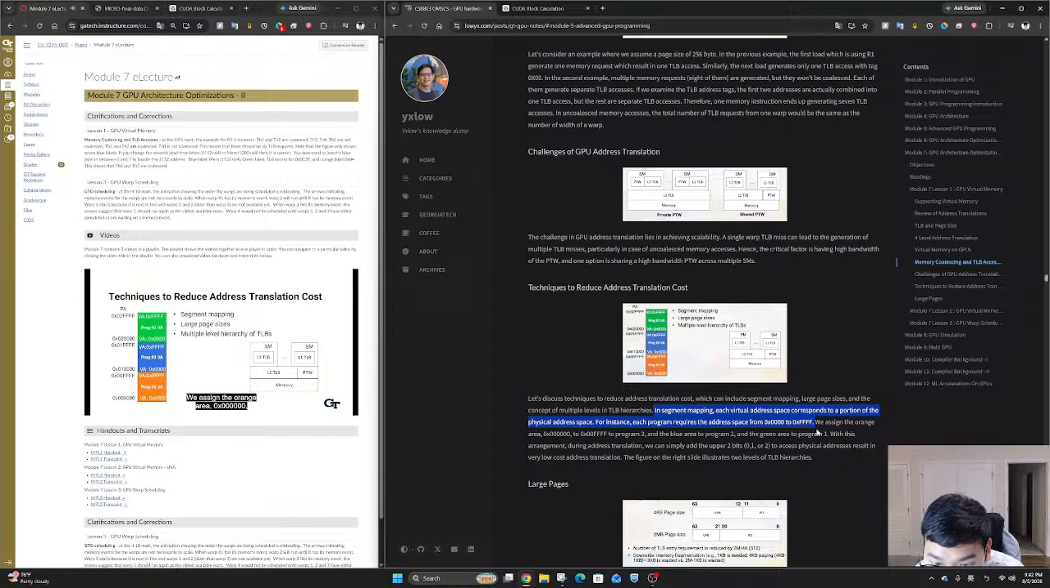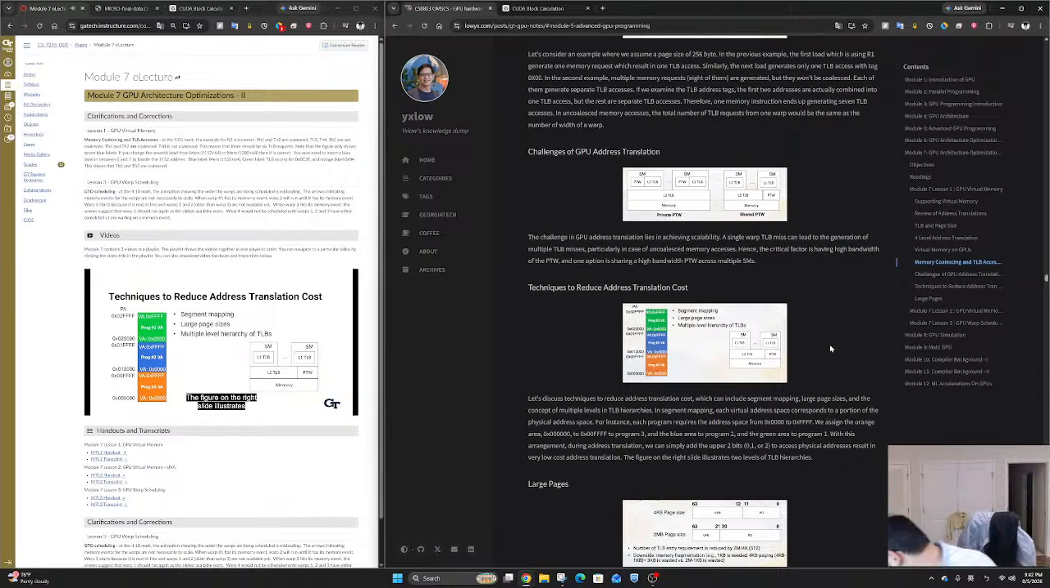We assign the orange area 0x000000 to 0x00FFF to program 3, and the blue area to program 2, and the green area to program 1. With this arrangement, during address translation, we can simply add the upper 2 bits, 0, 1, or 2, to access physical addresses, resulting in very low-cost address translation.